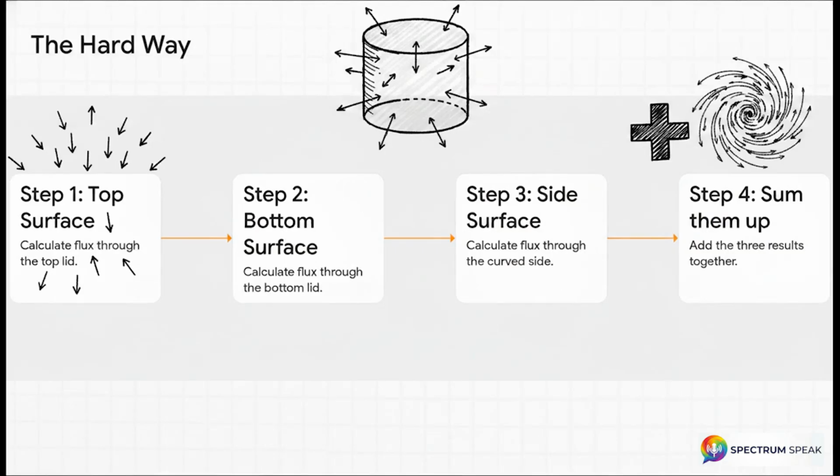First up, the hard way. To get the total flux, we'd have to do 3 separate, painful surface integrals. One for the top lid of the can, another for the bottom lid, and a third one for the whole curved side. Then, after all that, you have to add all 3 of those answers together. It's a ton of work, and man, there are so many places you could make a simple mistake.